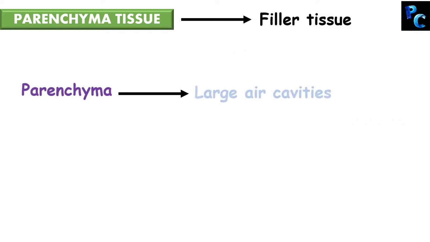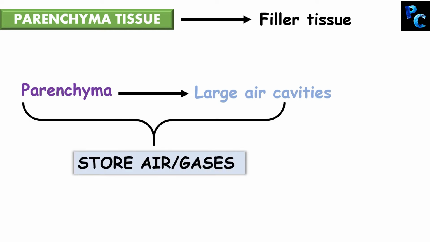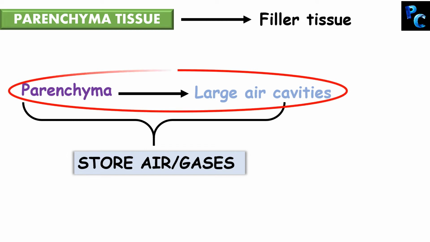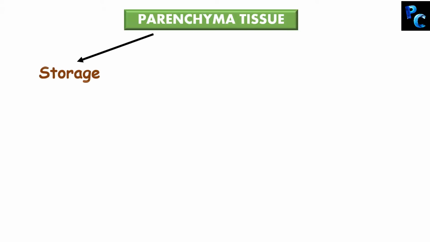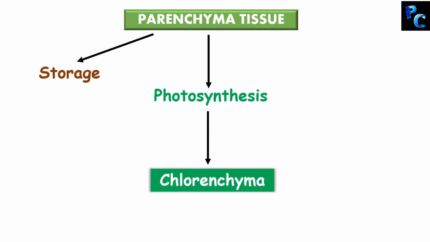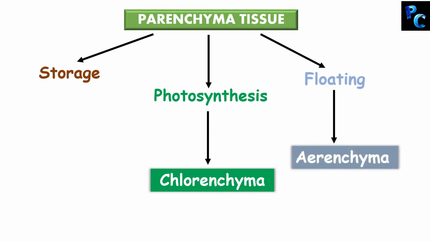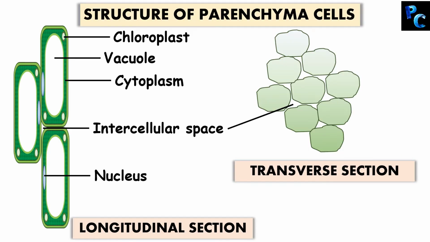Sometimes Parenchyma can also contain large air cavities. These air cavities store gases and provide buoyancy to aquatic plants for floating. This kind of Parenchyma which have large air cavities are called Aerenchyma. So, main function of Parenchyma is storage. When they contain chlorophyll and do photosynthesis, then it is called Chlorenchyma. And when air is present and it helps the aquatic plants to float, then it is called Aerenchyma. This is the typical structure of Parenchyma. The left one is the longitudinal section and the right one is the transverse section.